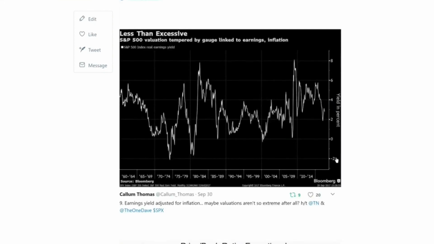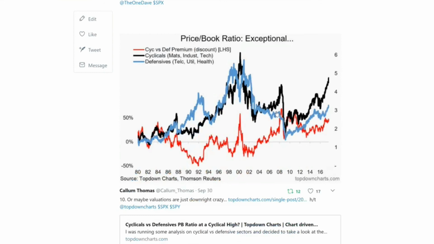And if that was one argument that valuations aren't that high, the next one is an argument that they are excessively high, exceptionally high. So this is price to book ratio, and it's the average for cyclical sectors and defensive sectors. The black line shows the cyclicals: basic materials, industrials, technology, and on the defensive side, it's telecoms, utilities, and healthcare. Utilities by themselves have very, very high valuations, and that's probably mostly a product of that push for yield.